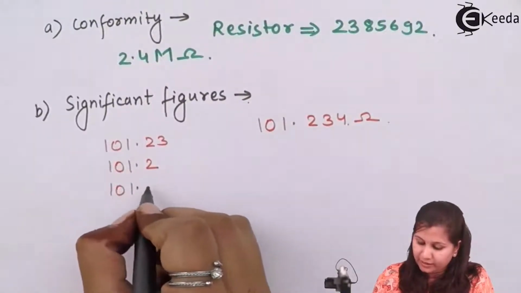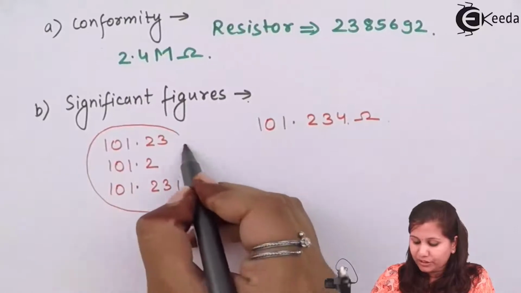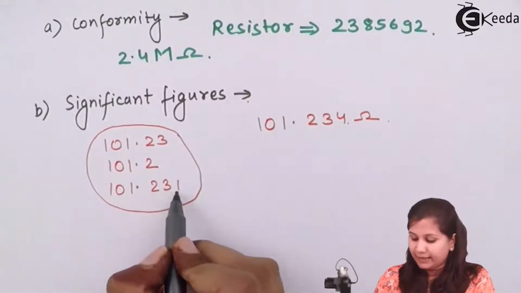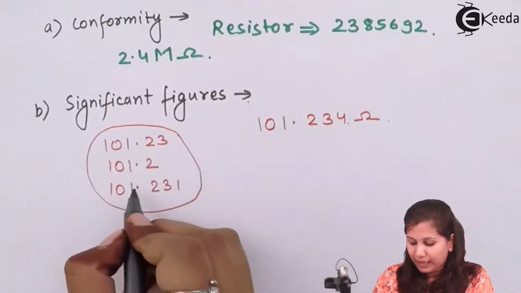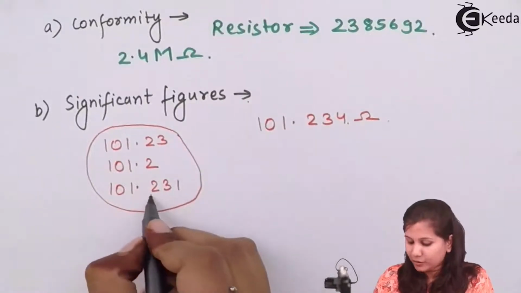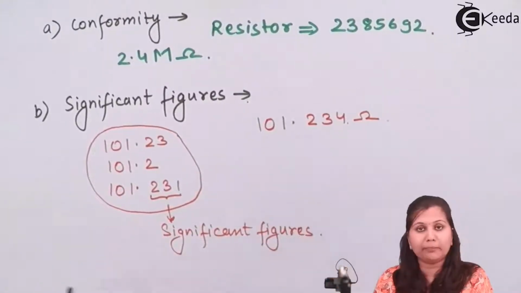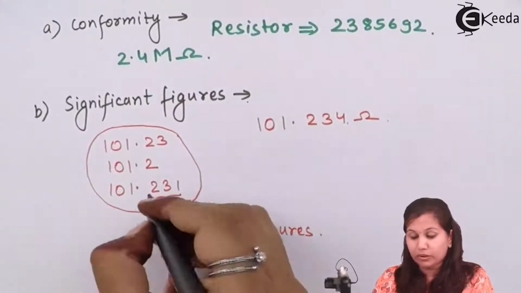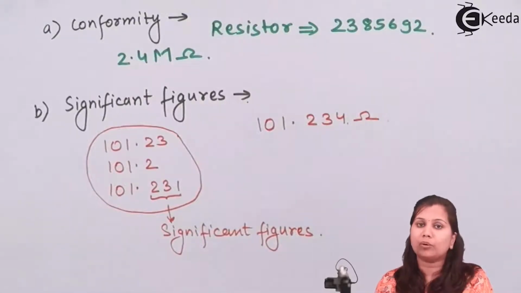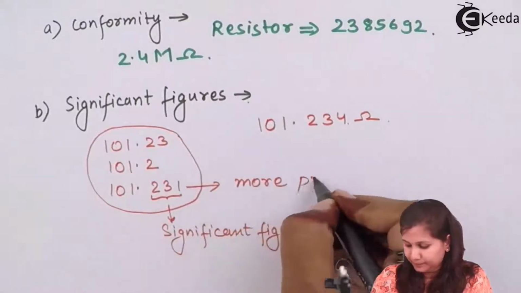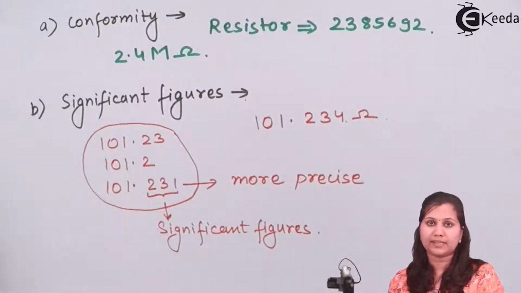The third we are getting is 102.31. Okay, so out of these values, the value which has more decimal places will be the more precise value. The number of decimals available after the decimal point is called the significant figures. The value with more significant figures is more precise as compared to the other values. So these are the two ways in which we can express the precision.